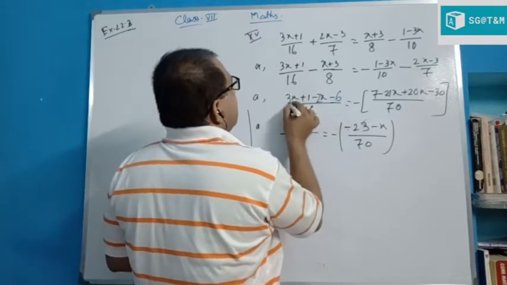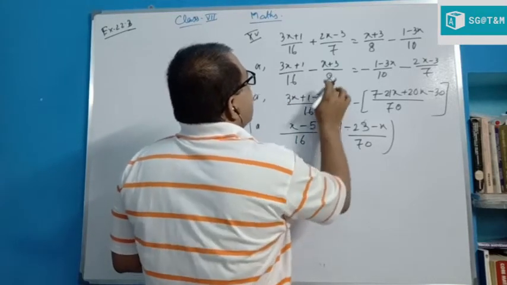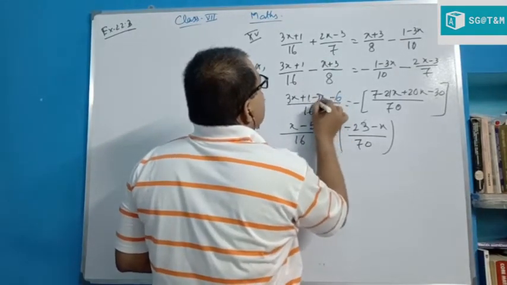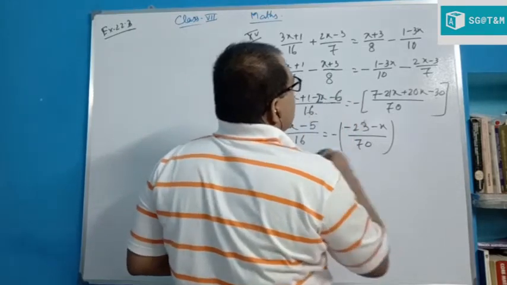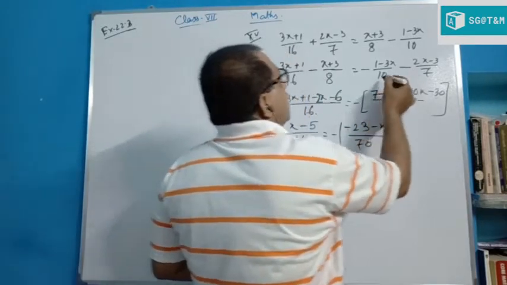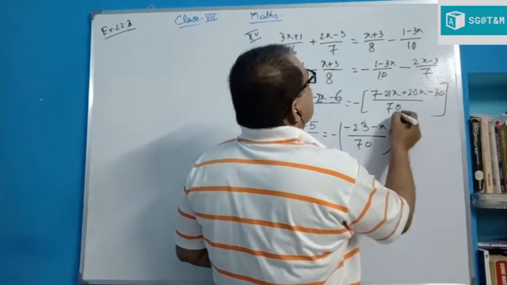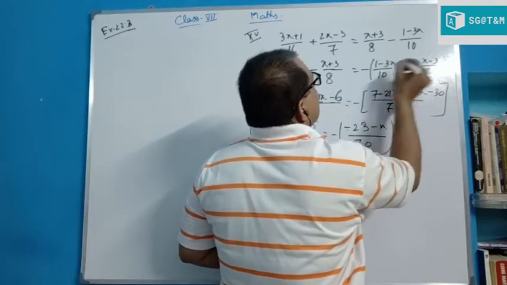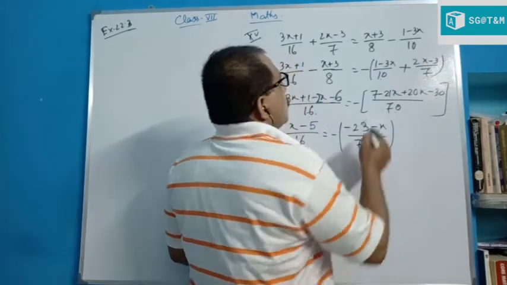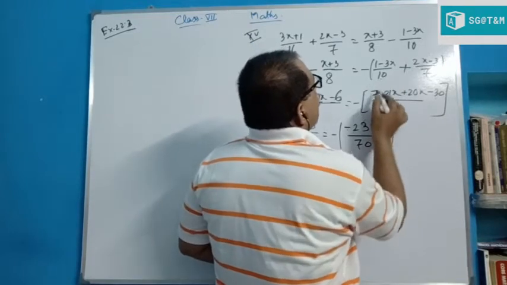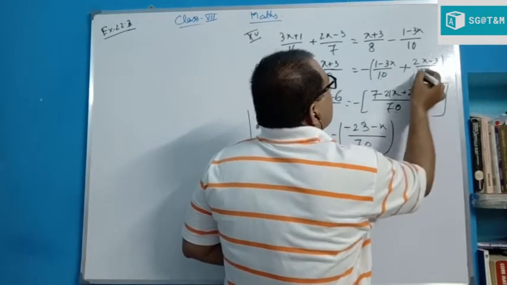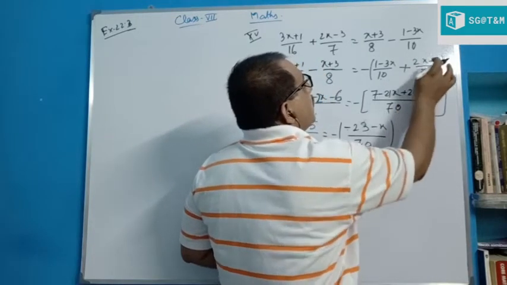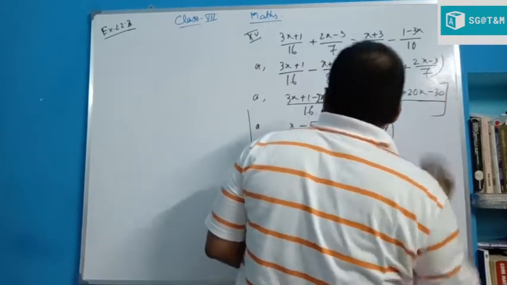So 16 1 is 16, 3x plus 1, it will be 16; 16 divided by 8 is 2. So it will be 2x minus 6 by 16. And this one, LCM of 10 and 7 is 70. If you take minus common, then it will be plus. So 7 into 1, 7 into 3, 21x, it is 7 and 70, so if we divide we get 10, 10 into 2, 20, 10 into minus 3, that is minus 30.